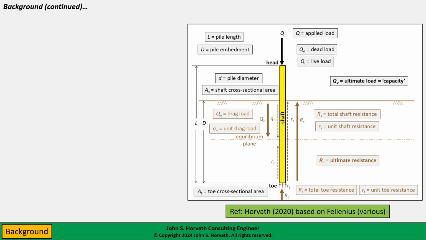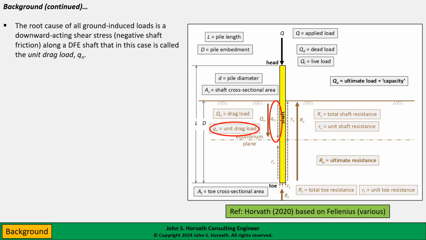Now, this graphic illustrates the terminology and notation I'm going to be using in this presentation. This specific graphic comes from a 2020 monograph on tapered piles that I researched and wrote, and it's based on information that I found in several publications by Dr. Bengt Fellenius. Now, the root cause of all ground-induced loads is a downward acting shear stress or negative shaft friction that acts along a DFE shaft, and in this case it's called the unit drag load because literally it is dragging down on the shaft of the DFE.